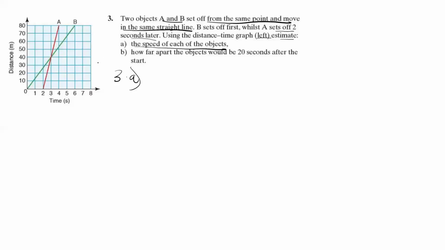As we can see, they both start off from the same point, which means that their original distance is 0. They're both starting off at distance equals 0. That's what it means to start off from the same point. But B sets off first, A sets off 2 seconds later. So in these 2 seconds, A hasn't started. A is at 0. It's like this for A. And then at time t equals 2, A starts its journey. So how will we calculate the speed of A?